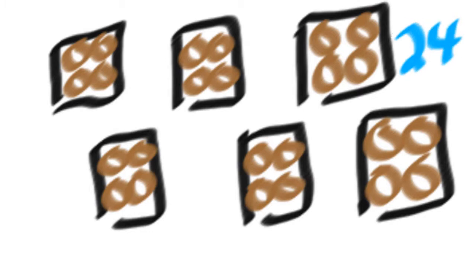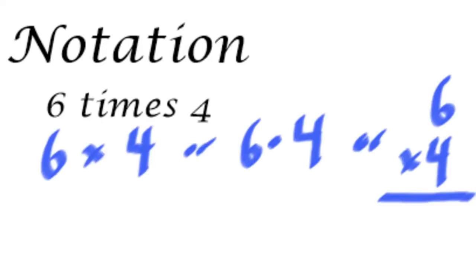24 Cinnabons. How do we write multiplication? We simply can use the x or the dot as noted before. I can also write it out completely as 6 times 4, and I can write 6 times 4 using the x or the dot, horizontally or vertically. Multiplication also allows us to write it in any order that we want.